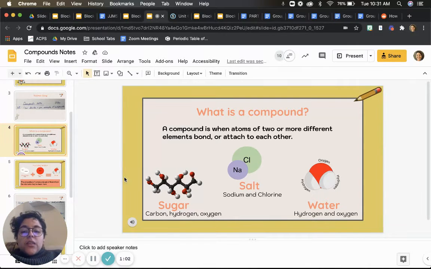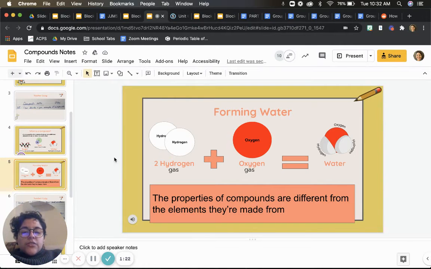And that's how we get a lot of the things that exist in our universe, such as sugar, which is carbon, hydrogen, and oxygen all put together. We get things like salt, which is sodium and chlorine. And then, of course, water, which is hydrogen and oxygen. So, for example, water forms with 2 hydrogen atoms plus 1 oxygen atom.